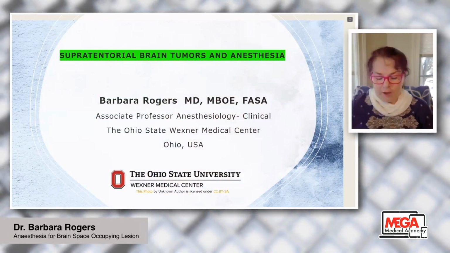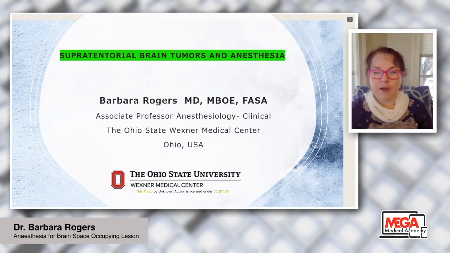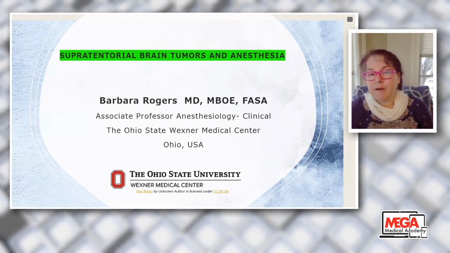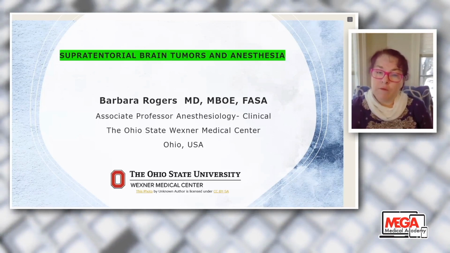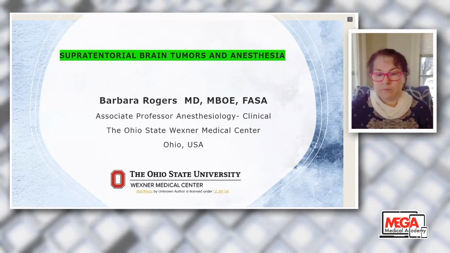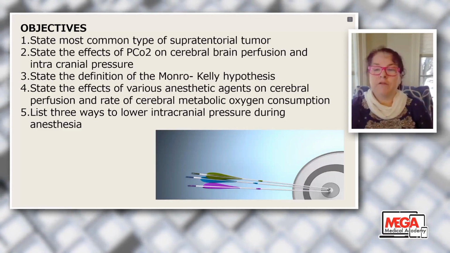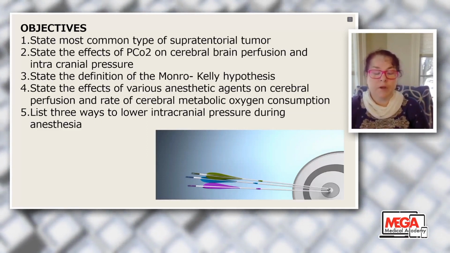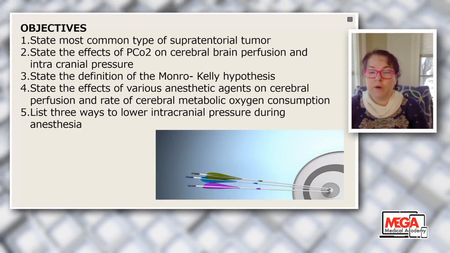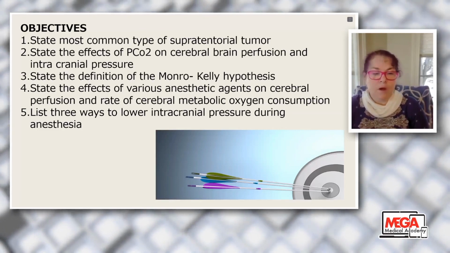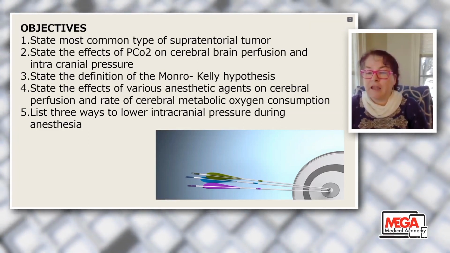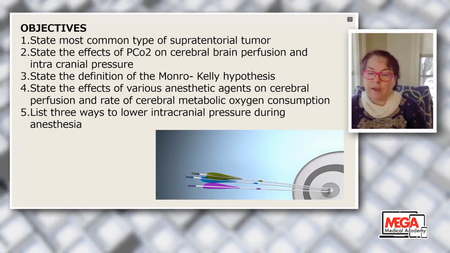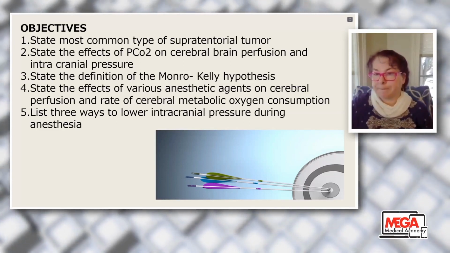Hello, everyone. So my specialty is neuroanesthesia. Today I'm going to talk about just supratentorial brain tumors and anesthesia. I'm going to deliver a basic review lecture. Our objectives are to state the most common type of supratentorial tumors, state the effects of PCO2 on cerebral brain perfusion and intracranial pressure, state the effects of the various anesthetic agents on cerebral perfusion, rate the cerebral metabolic oxygen consumption, and list 3 ways to lower intracranial pressure during anesthesia.